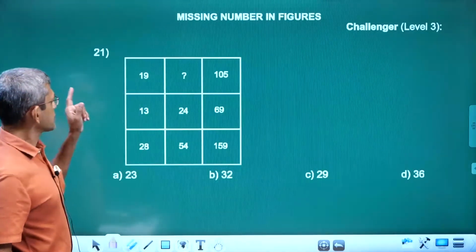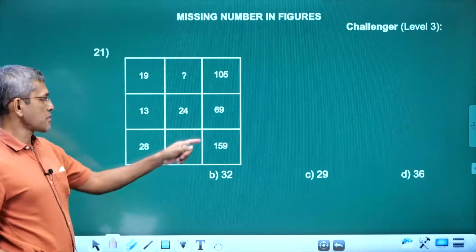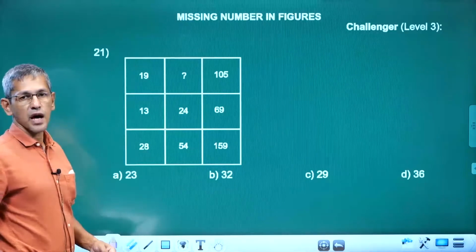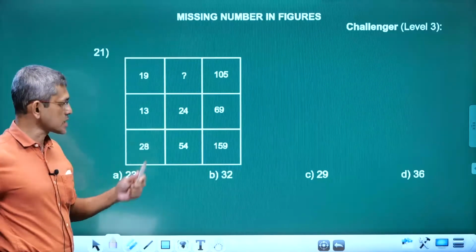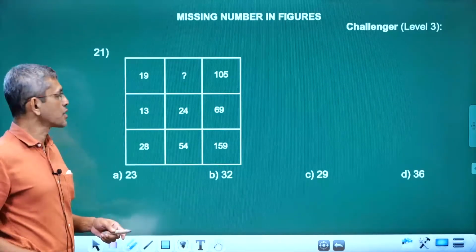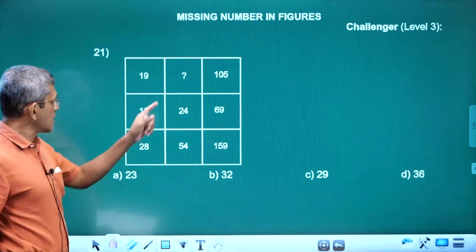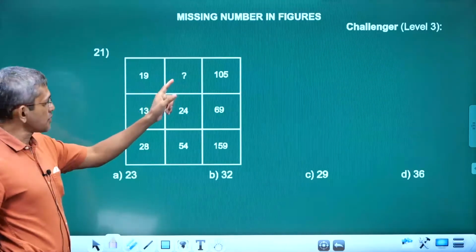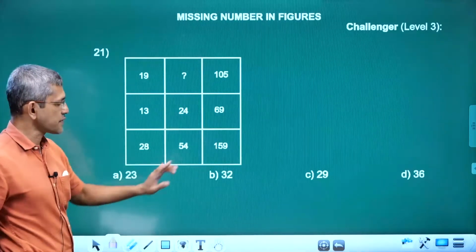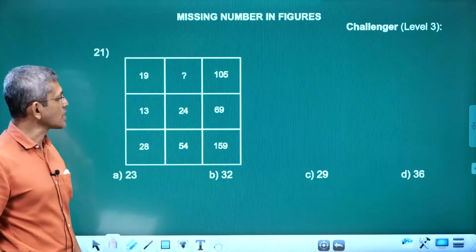So the next question, what we have is 21, 21. This is pretty much in a tabular format. And of course, you must have seen Sudoku puzzles, and many of you are interested in Sudoku. So this is a Sudoku type of question, a bit more challenging than a normal Sudoku. So take a look at it. 19, 13, and 28. And in this one, the number is missing over here. 24 and 54, 105, 69, and 159. What kind of pattern is it in this case? So take a look at it.